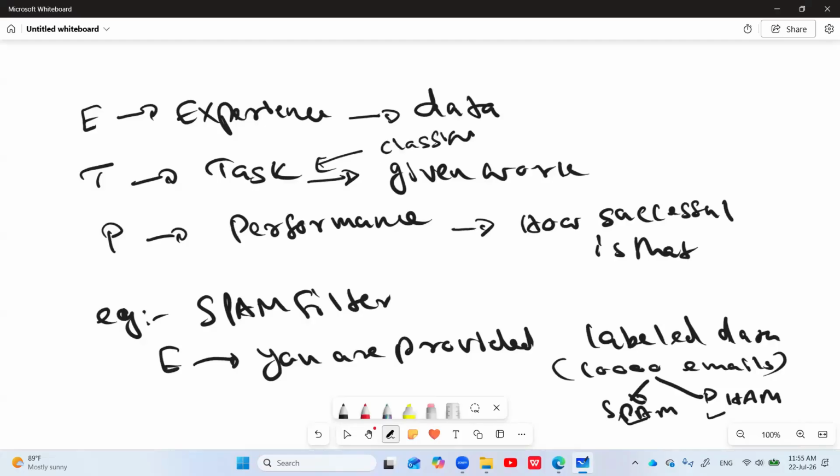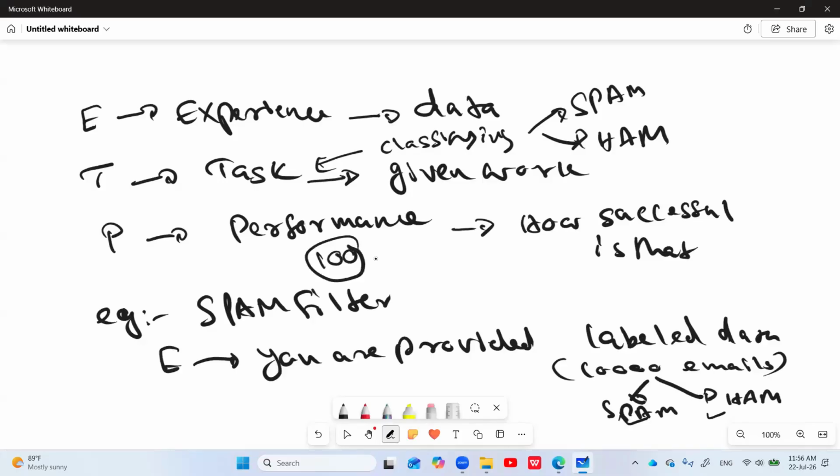Classifying spam and ham. What does performance mean? Performance means how successfully it has classified. That means among the given emails, if new data is provided, suppose hundreds of new emails are provided, they are correctly classified like spam, ham, spam and ham.